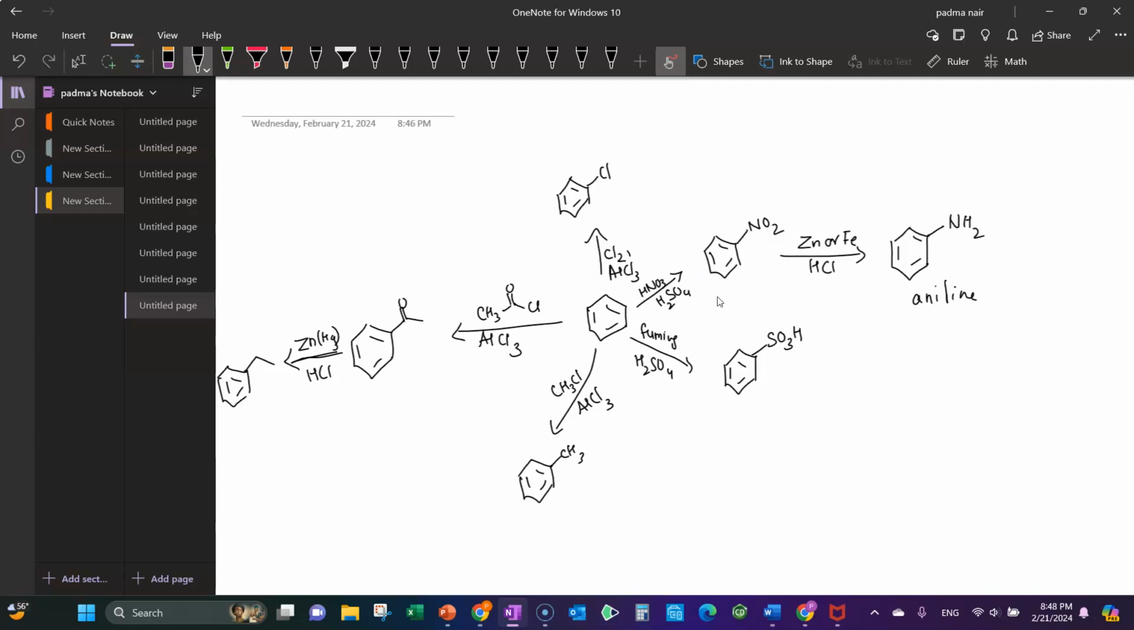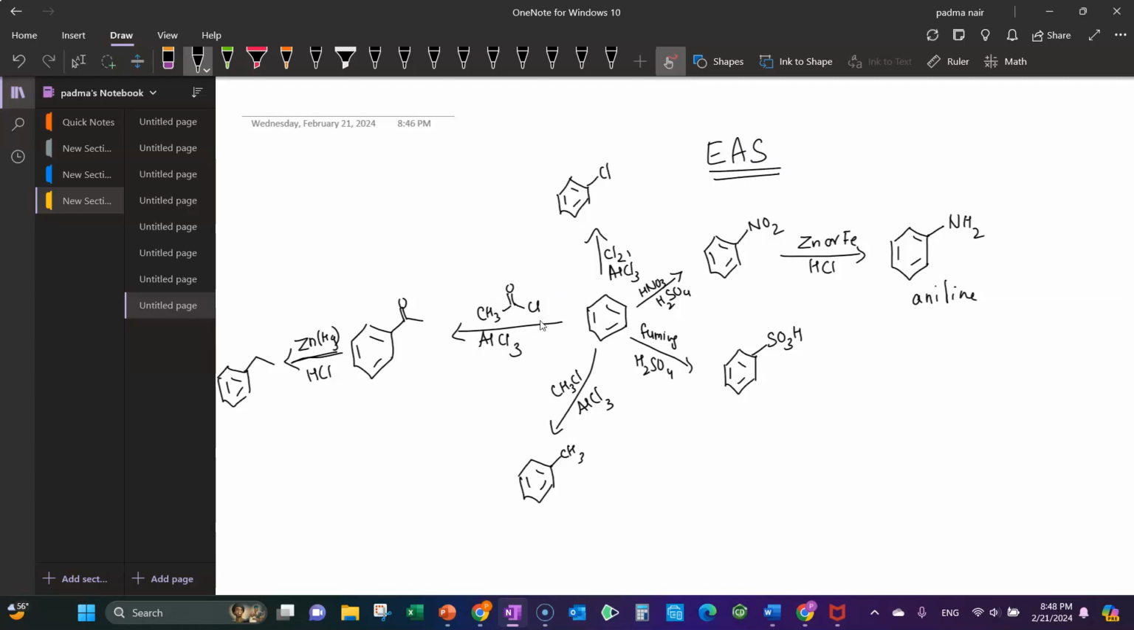So you can actually form aniline from benzene in a few synthesis steps. You take benzene, do the nitration to put the nitro group over here, and then use these reducing conditions with zinc or iron in acidic medium to reduce the NO2 to NH2. Okay, so this is a summary of our electrophilic aromatic substitution reactions of benzene.